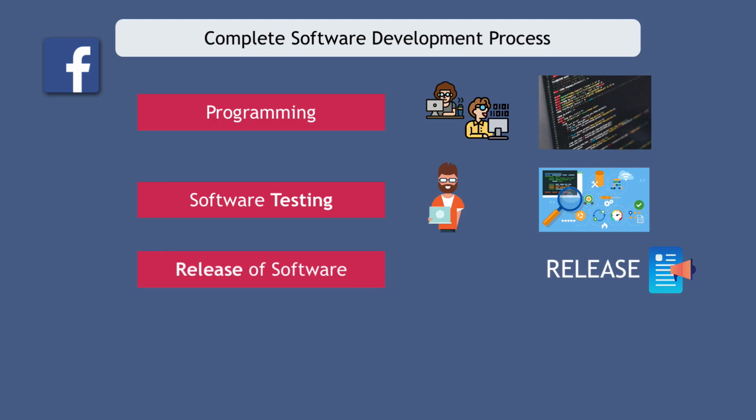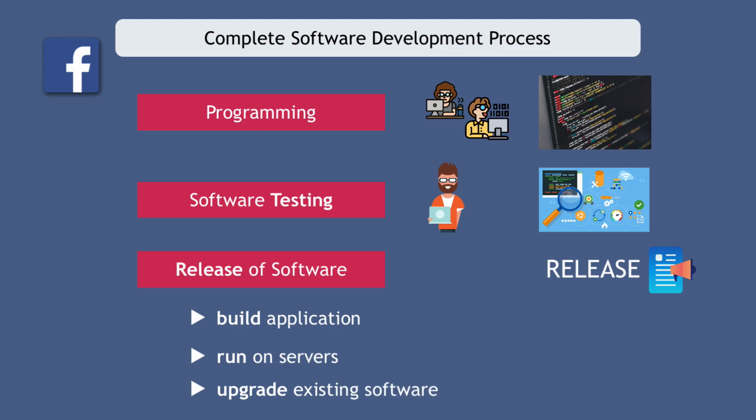And in order to release an application, you have to build that application, meaning package it into compressed code and then run it on servers. Of course, in the case of Facebook, the application is already running on multiple different servers. So basically when a new feature gets added, that feature needs to be added to that running code. So basically the application needs to be updated or upgraded.